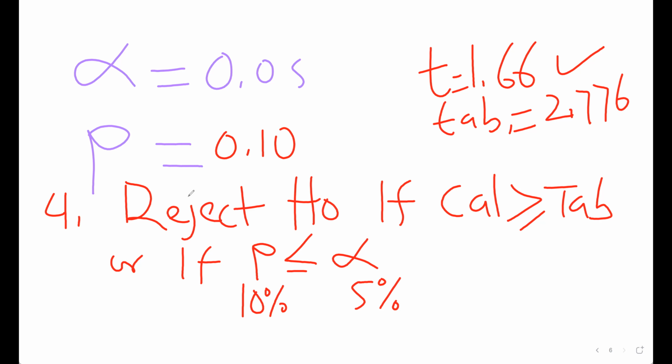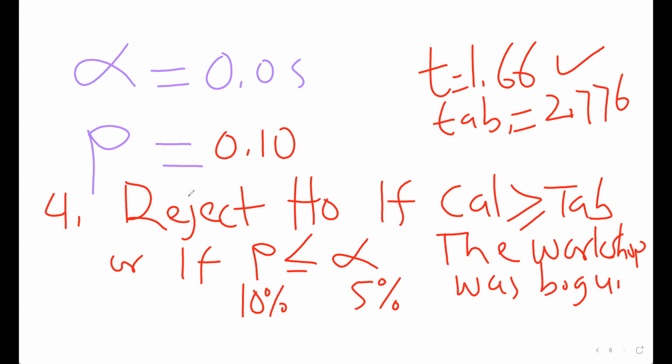We cannot. So what is our conclusion? Our conclusion then is that if we are not rejecting the null, what was the null saying? The null was saying that the workshop is bogus. That's what the null was saying. The null was saying that there's no difference. So we conclude, this is a practical conclusion, we cannot reject the null, so we keep the null. So it means that the workshop is not effective. That's it. Ladies and gentlemen, that is how you do hypothesis testing.